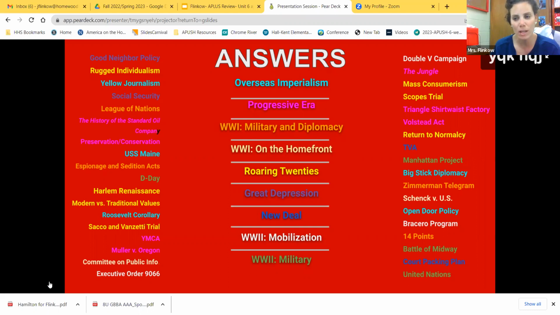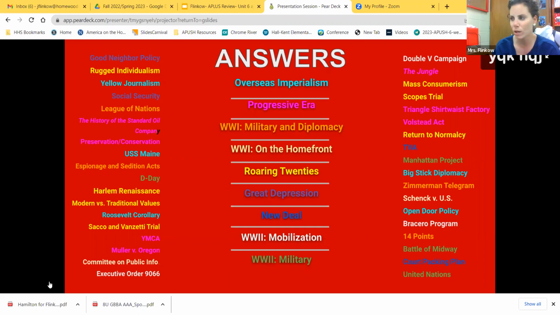Yellow journalism, if you think about it today, is like tabloids. So yellow journalism played an important role in overseas imperialism because they heightened what was going on overseas to get people in the United States to back going into these other countries and taking over. We have Teddy Roosevelt in this time. Teddy Roosevelt's going to be your big imperialist president. Big stick diplomacy, where he said, speak softly and carry a big stick. The Open Door Policy with China, and then the Roosevelt Corollary.